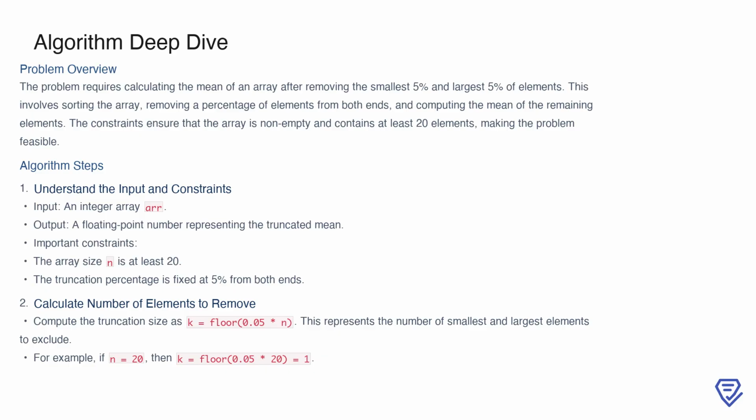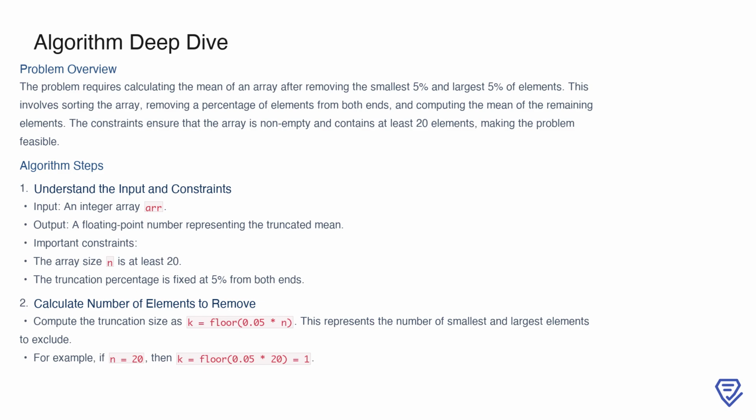This involves three main steps: sorting the array, removing a certain percentage of elements from both ends, and then calculating the mean of what remains. The constraints of the problem ensure that the input array is always non-empty and contains at least 20 elements. This is important because it guarantees that removing 5% from both ends will still leave enough elements to compute a meaningful mean. Now, let's break this down step by step.